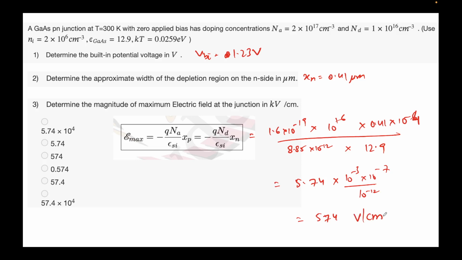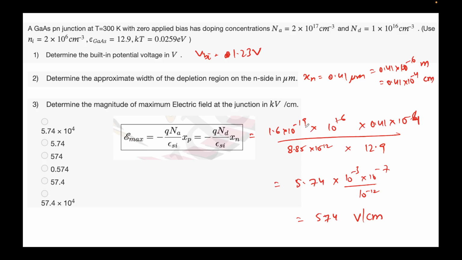Let me just check the units. So 1.6 times 10 to the power minus 19, 0.41 and 10 to the power minus 4, because this is micrometers, remember, we have to change it to centimeters. So 0.41 times 10 to the power minus 6 meters. But in centimeters this is 0.41 times 10 to the power minus 4 centimeters, two places will be gone. And 8.85 times 10 to the power minus 12, so you solve this.